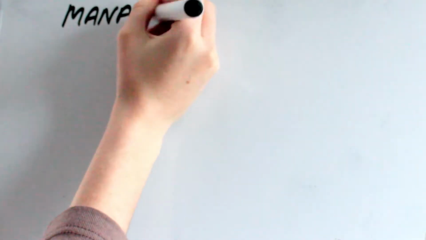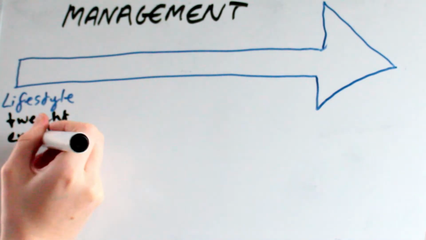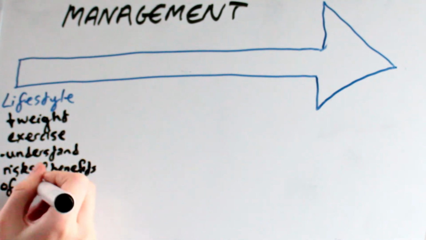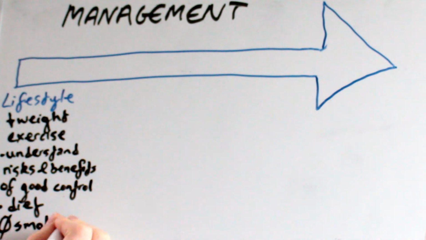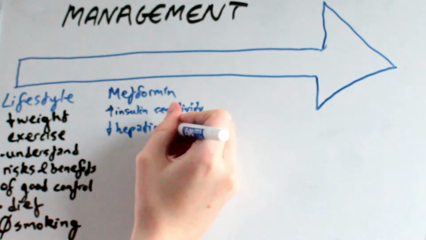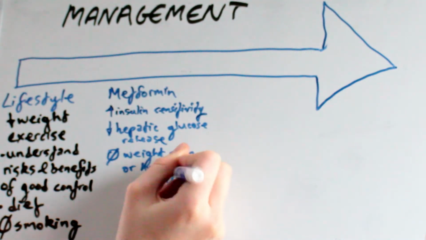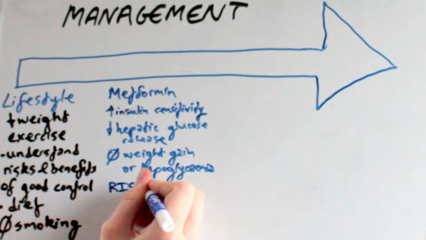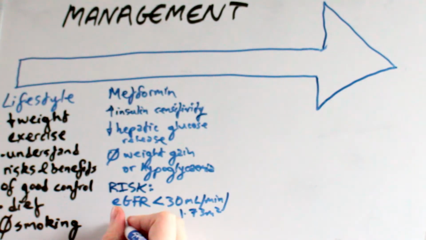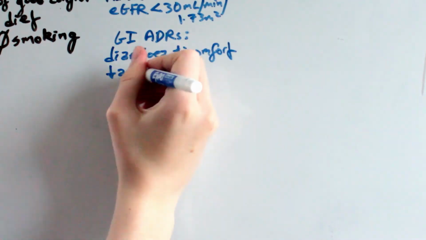How do we manage type 2 diabetes? In all patients, start with lifestyle factors such as weight loss and exercise, and education to understand the risks and benefits of good control. Diet and smoking cessation are important. Metformin is the first-line drug, promoting insulin sensitivity while reducing hepatic glucose release. It is good in that it does not cause weight gain or hypoglycemia. However, there is a risk of lactic acidosis in those with a low eGFR. Gastrointestinal effects may include diarrhea, discomfort, and loss of appetite.